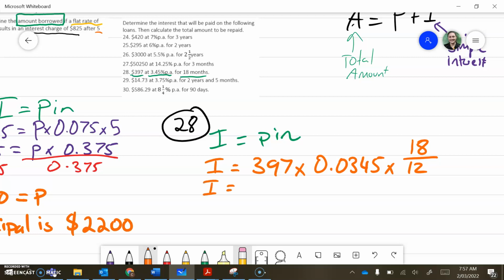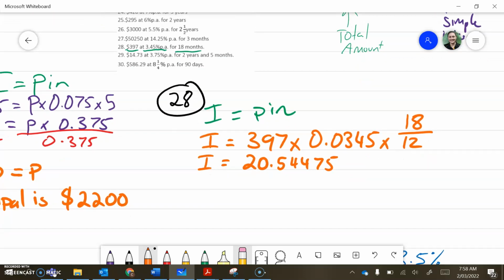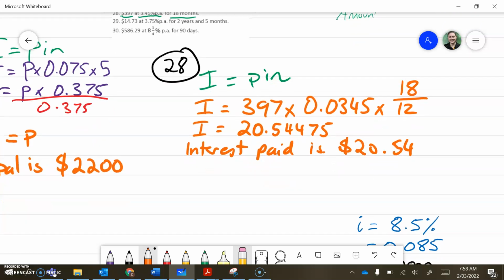What you then do is you can get out your calculator. You would then plug in 397 times 0.0345 times 18 over 12, or 1.5, and you would get an interest earned of $20.54475. Now, once you've got that, we're not finished. So that is the interest paid. So you might say interest paid is $20.54. But you then also need to find the total amount paid.